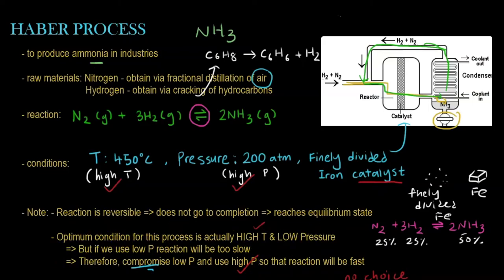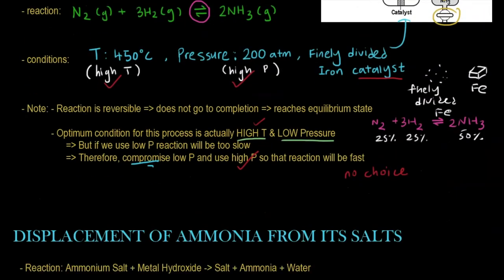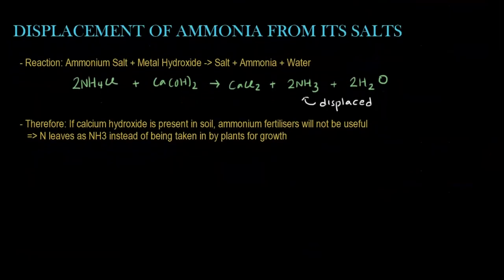So this one may come out also. They might test you: what is the optimum condition for the process? This is actually it: high temperature and low pressure. But no choice, and hence we use high pressure, because the reaction will go faster than via a low pressure system. So hopefully that's clear for the Haber process, which is just a way to produce ammonia in industries.